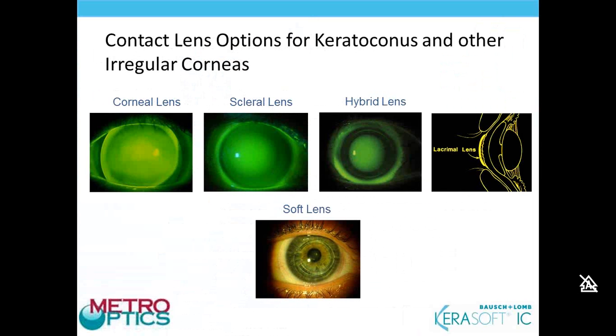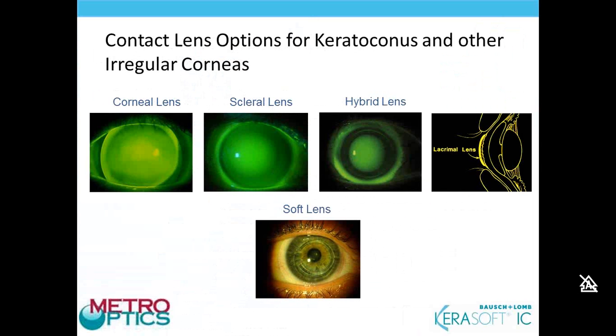And what the liquid does is it actually fills in the gaps between the irregular surface of the cornea, I should say, and the back surface of the lens. And that creates one optical system, and so it masks the irregularity, and that's how the patient is able to achieve their visual rehabilitation with these lenses.